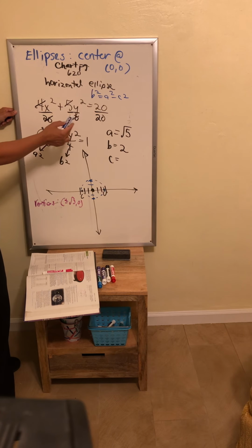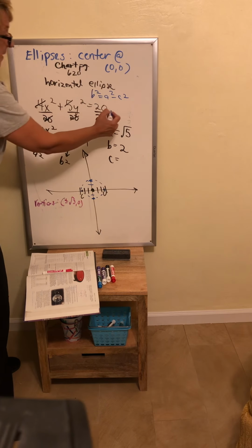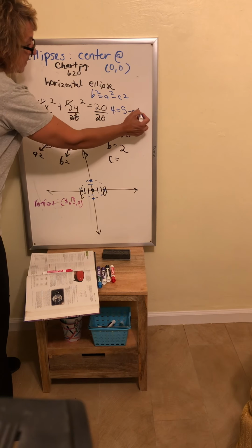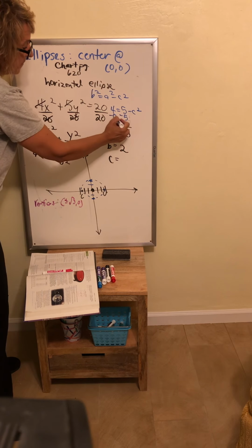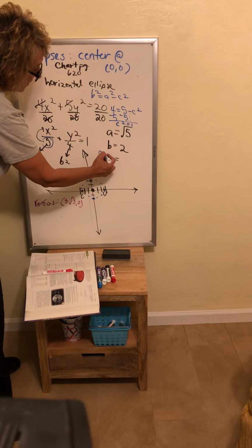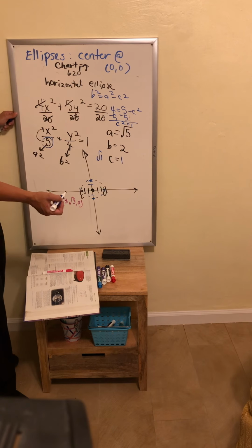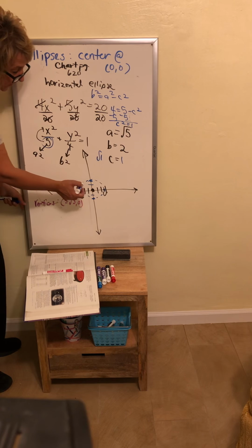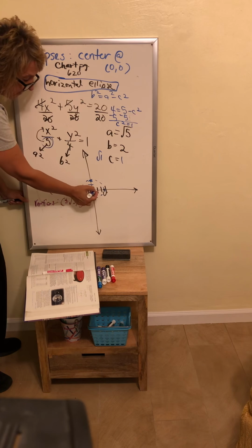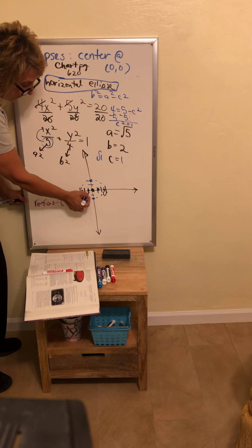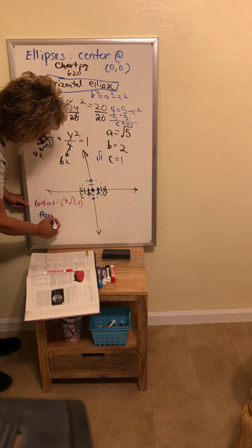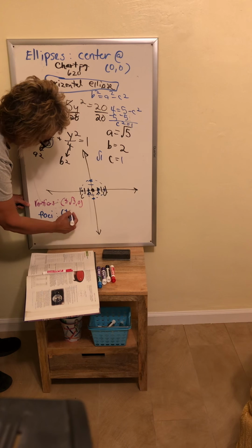So we'll substitute in what we know. So b squared is 4. So we'll have 4 equals a squared, which is 5, minus c squared. So we will solve for c squared. So c squared is going to equal 1. And then the square root of 1 is, again, 1. So that'll be the distance from the center to each of the focus points. So on the horizontal axis here, because we have a horizontal ellipse, I will go to the right one and to the left one, and those will be the ordered pairs for each of those focus points. So we'll identify those as plus or minus 1, comma 0.